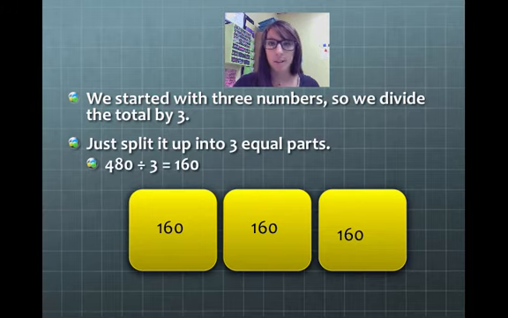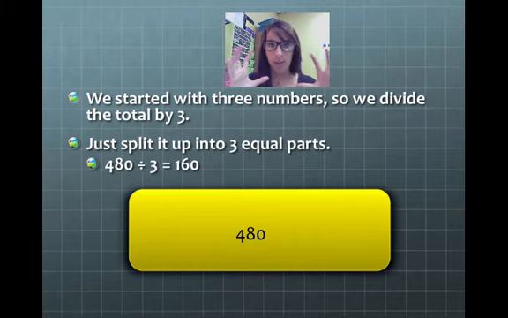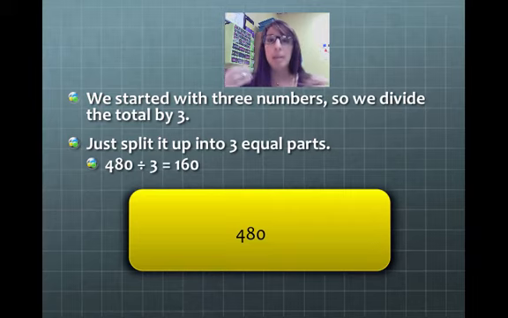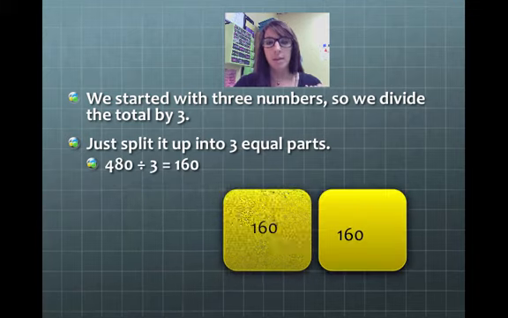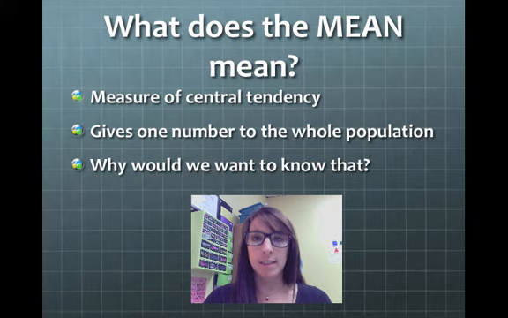So 160 times 3 equals 480. I'm going to go back and show you that again. Dividing just takes this whole number that you've got and splits it into equal parts. And whatever number you divide by, that's how many equal parts you get. So if I was going to divide this by 4, I would get 4 equal parts, not 3. If I was going to divide it by 2, I would get 2 equal parts. But I want to divide by 3, so I want to get 3 equal parts. So we take that number, and it becomes 3 equal blocks of 160. That's division. What that tells me is that the average weight of the person in the elevator is 160 pounds.